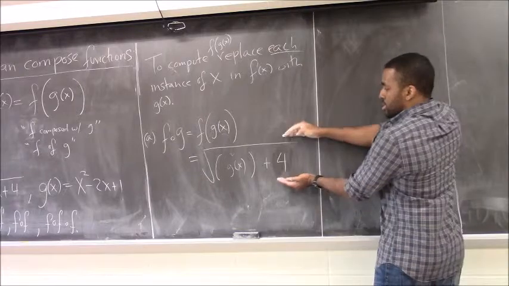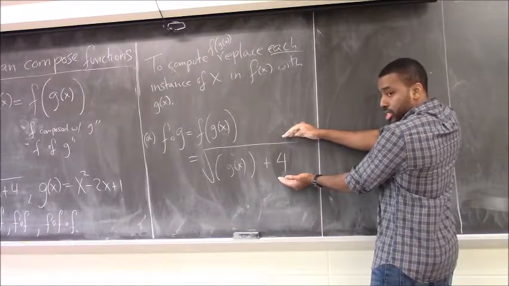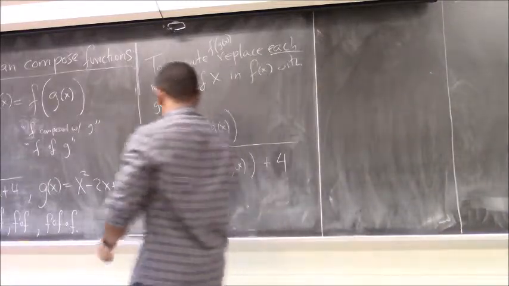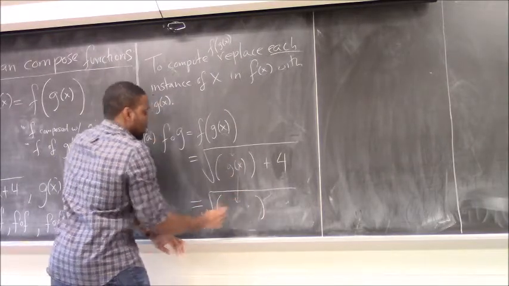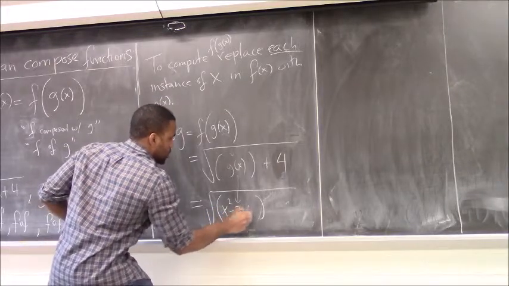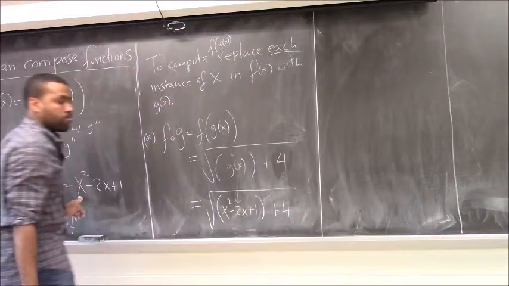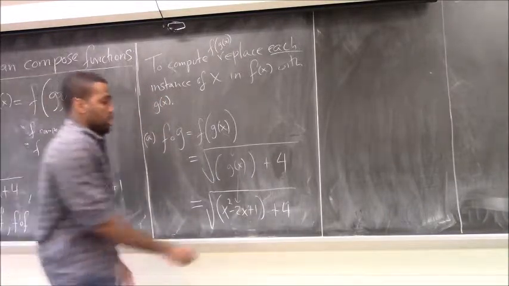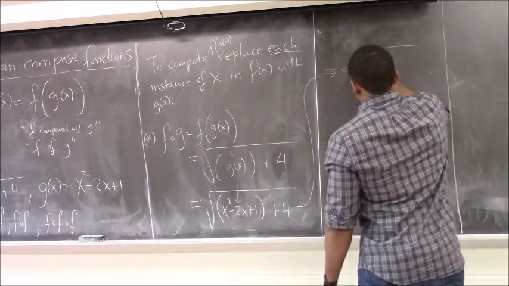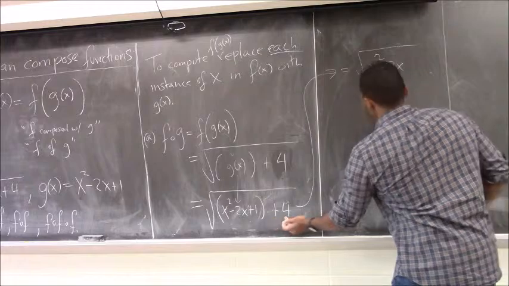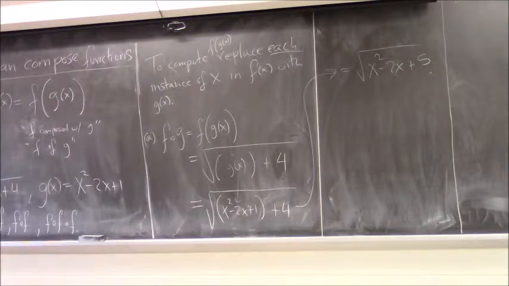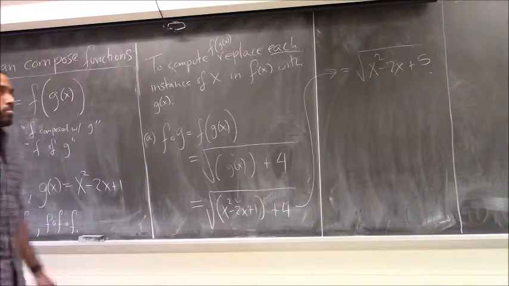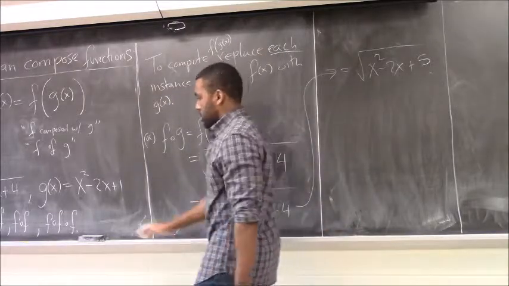And strictly speaking, it's not technically necessary to write this line down, but I would suggest that you write this line down, especially until you're used to it. And then you go, okay, g, now I can just put in what that is. That is x squared minus 2x plus 1, plus 4. And at this point, I can combine like terms. That's x squared minus 2x plus 1 plus 4 plus 1. So that would be your answer.